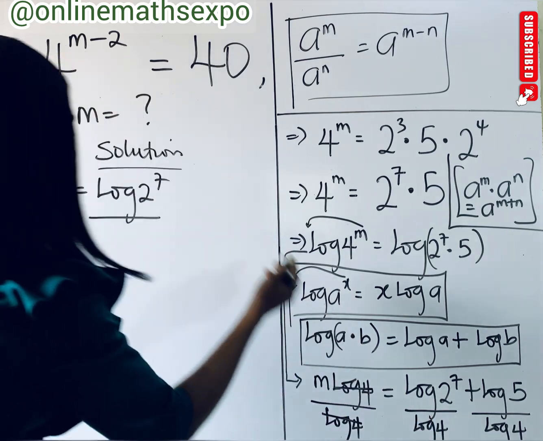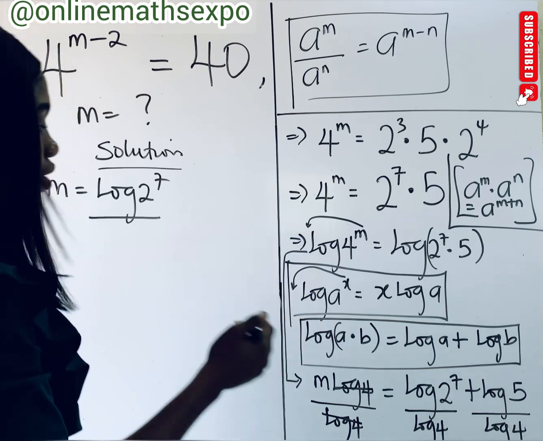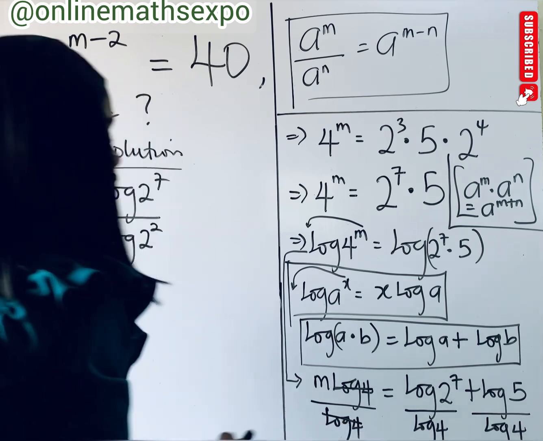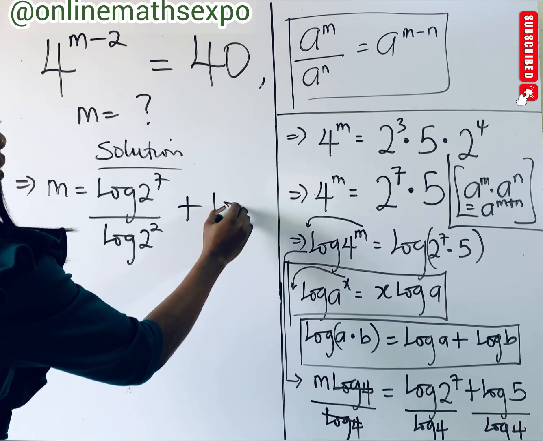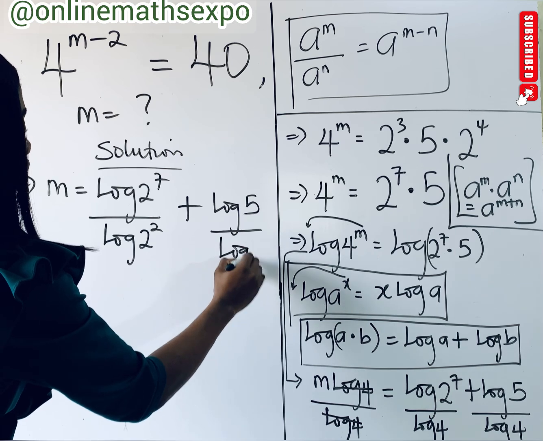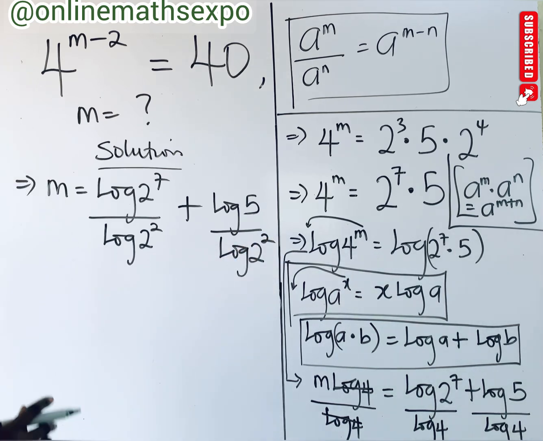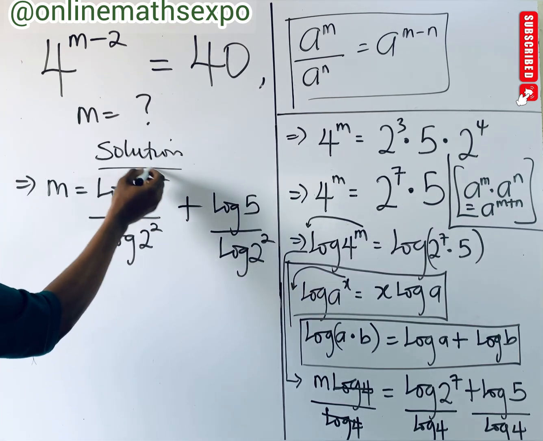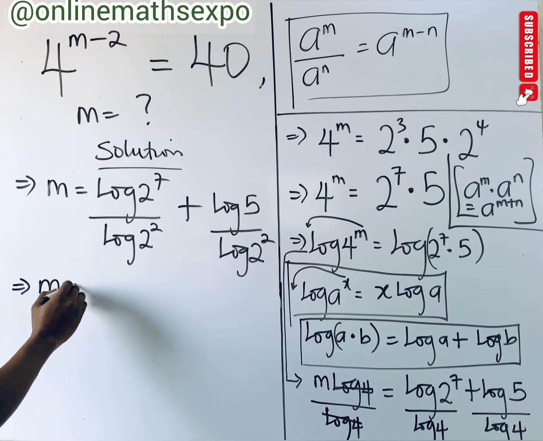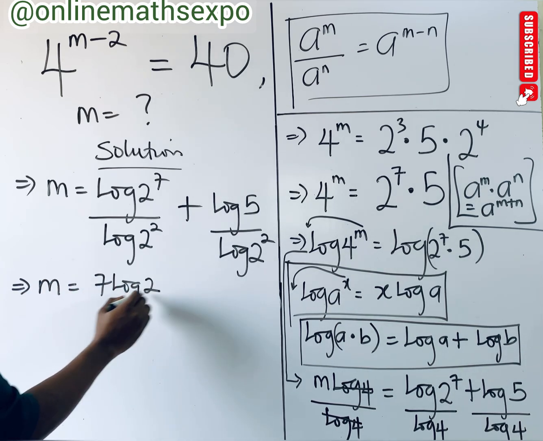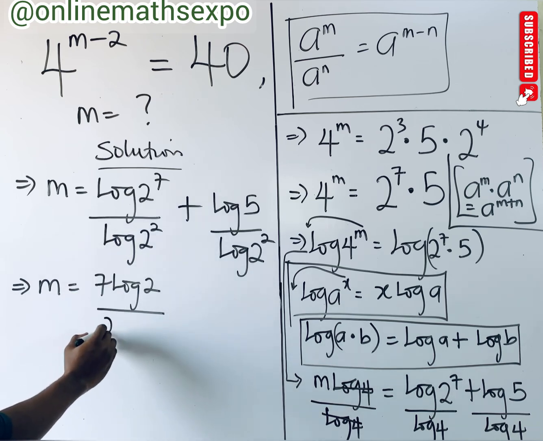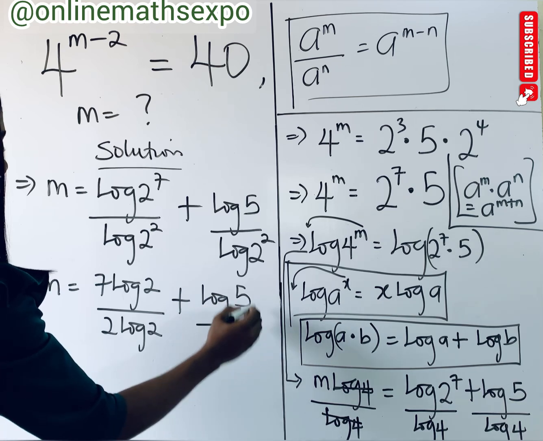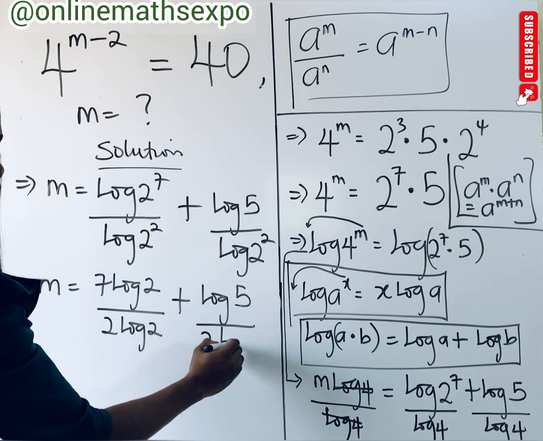by log of 4. 4 is the same as 2 multiplied 2 times. So we are going to have log of 2 raised to power of 2 replacing 4. Did you see? Plus log of 5 divided by log of 2 to the power of 2. So simplify again. Just remember this rule, okay? So this power multiplies the log. So we have m is equal to 7 log 2 divided by these two multiplies. We have 2 log 2 plus log of 5 divided. This will multiply, so we have 2 log 2.